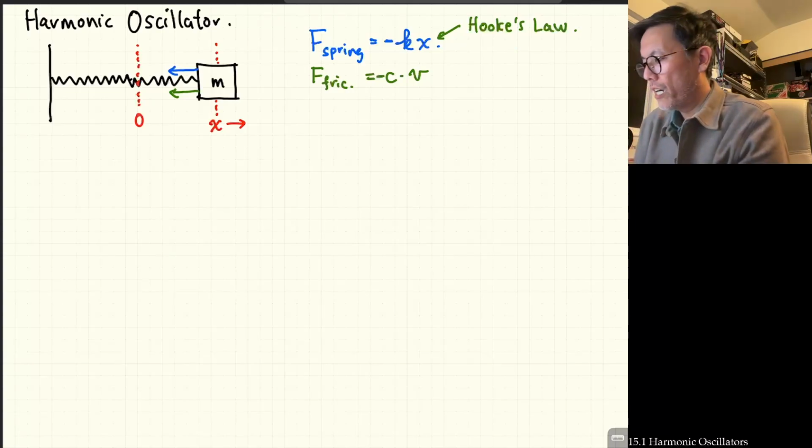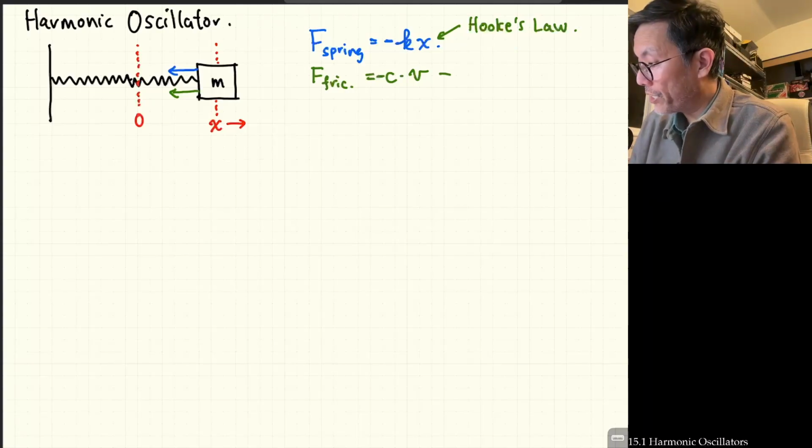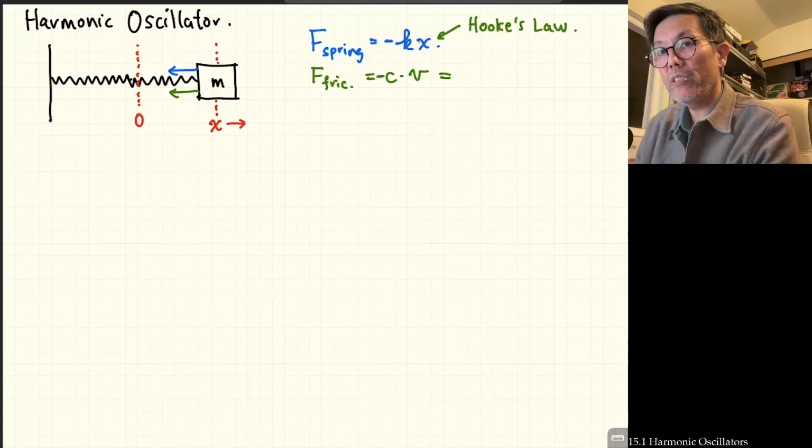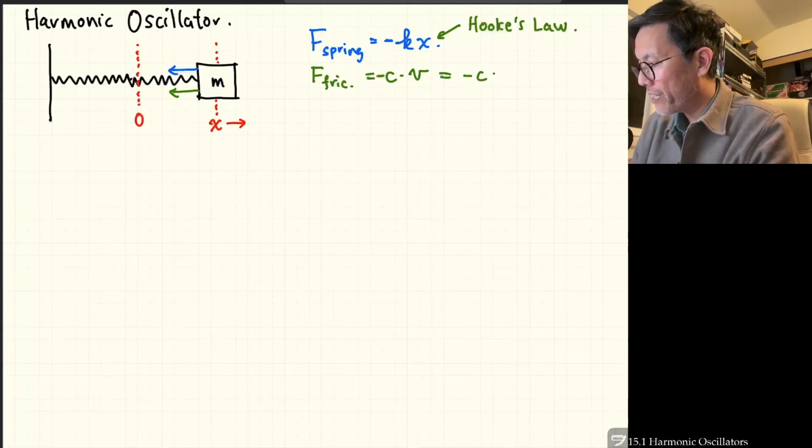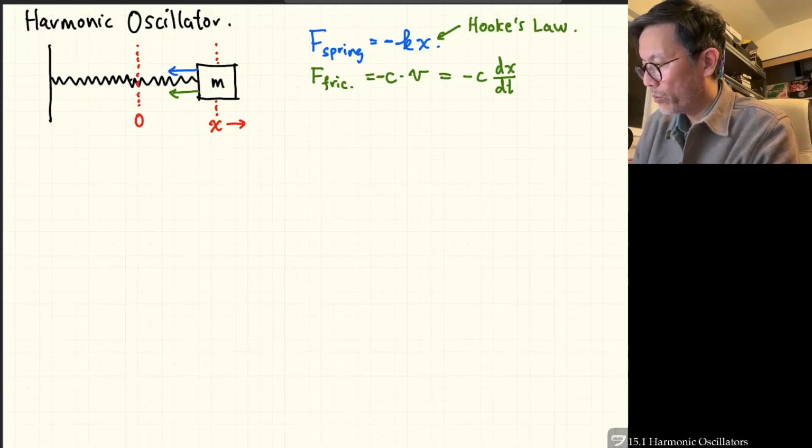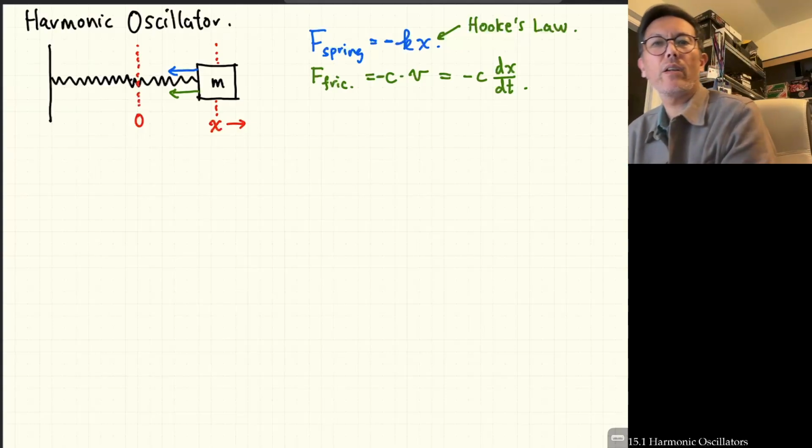Negative sign. And by the way, another way of writing this, because remember, V is the derivative of X in this case, that's negative C times X prime. Well, maybe I'll write it as dx/dt for now, and later we'll just write it simply as X prime. Okay?